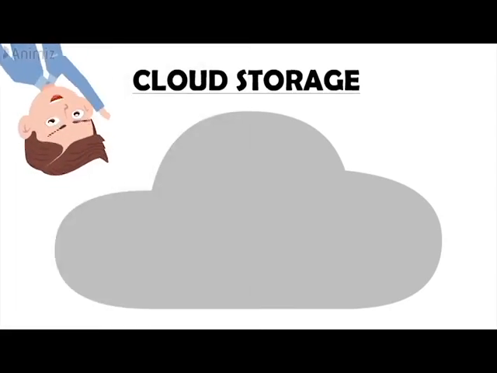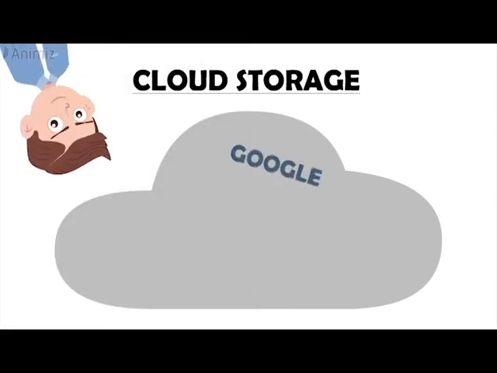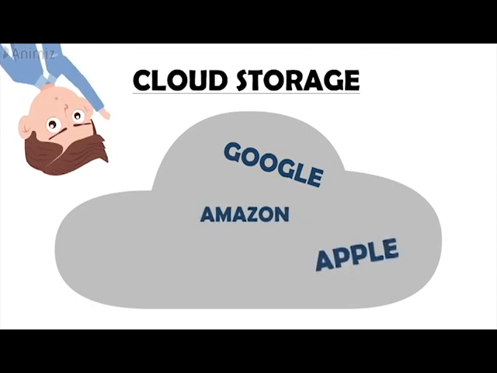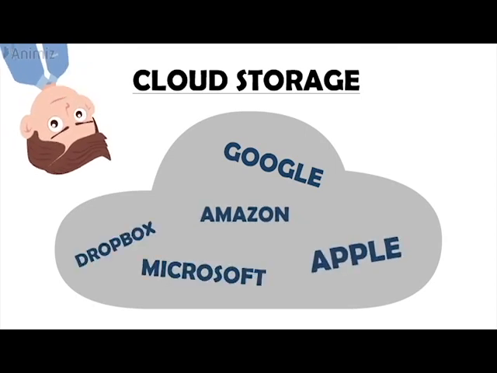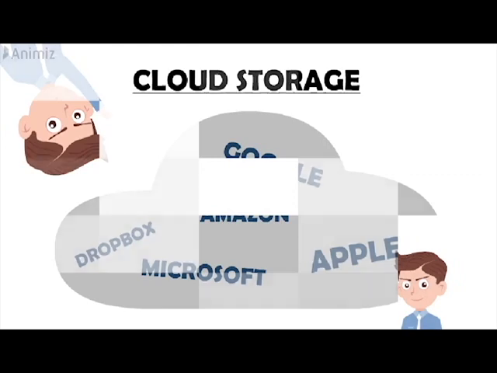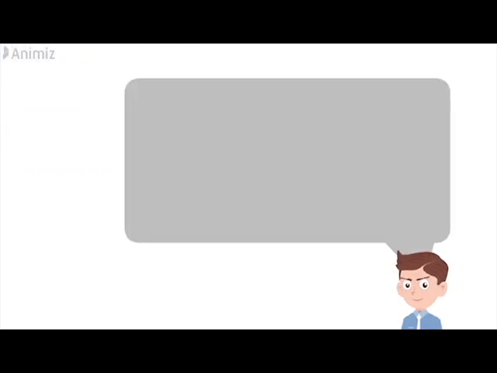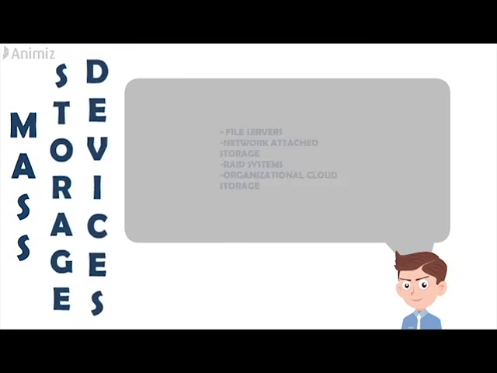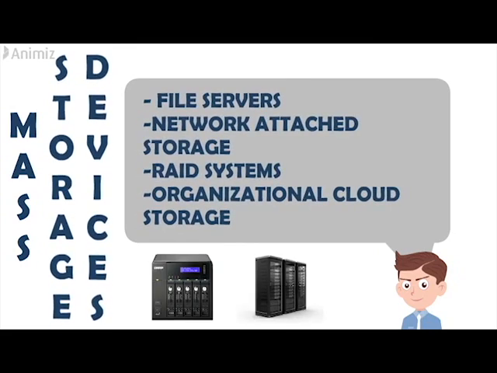Next, the examples of cloud storage are Google, Amazon, Apple, Microsoft, and Dropbox. Next, examples of mass storage devices are file servers, network attached storage, RAID systems, and organizational cloud storage.